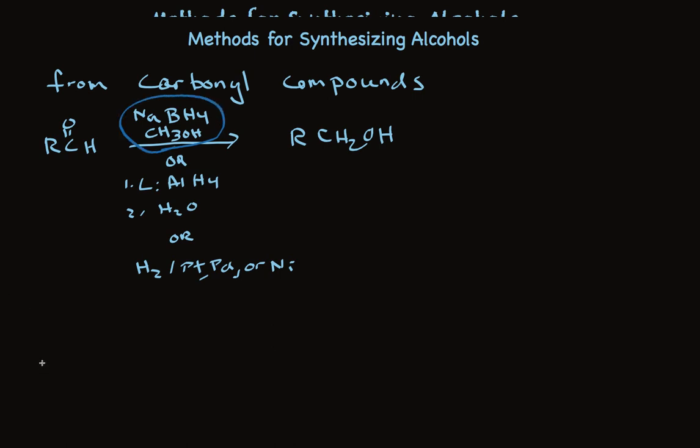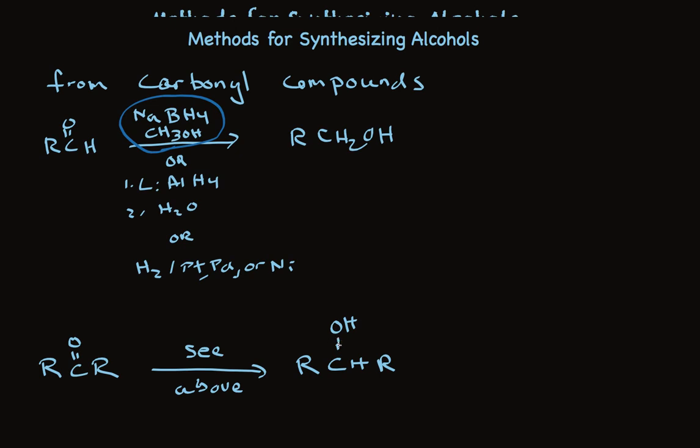And recall that if that compound is a ketone, I'm just going to put C above, we'll make secondary alcohols, same kinds of reagents and conditions. So this is primary, this makes secondary alcohols.